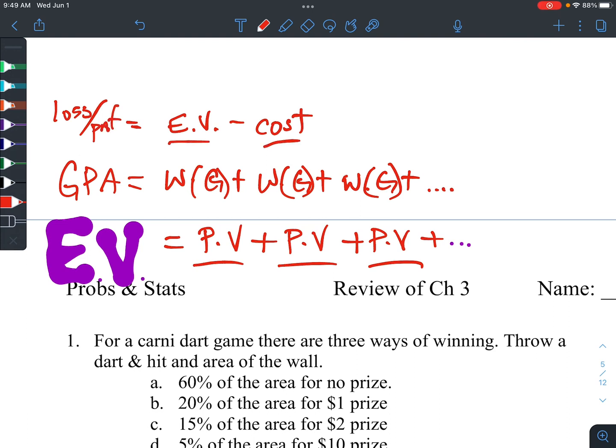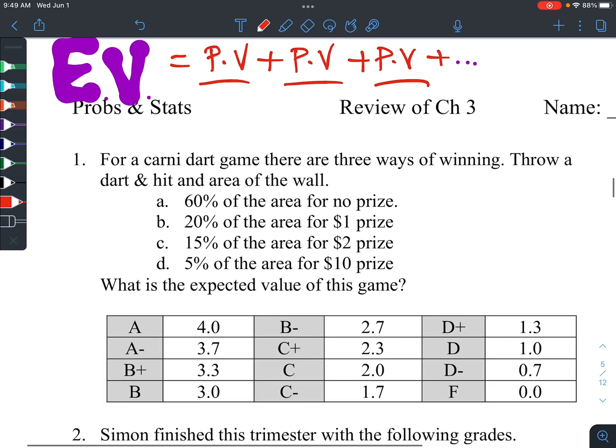If our cost is greater, then the expected value is going to be a loss. If our expected value is greater, then we'll have a profit. And if these 2 are the same, so if expected value equals cost, then we would have what's called a fair game. Hurrah! All right.